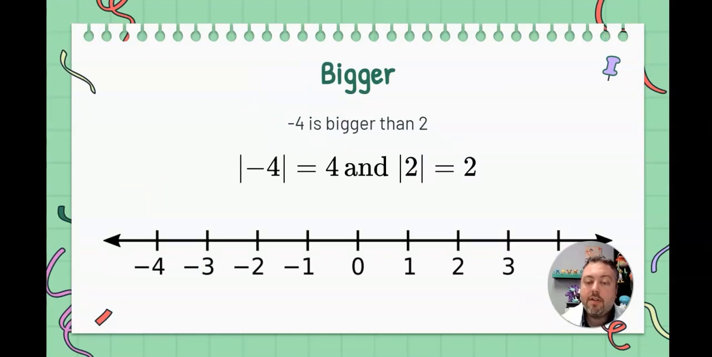-4 is bigger than 2. And that might seem a little weird for you. You may be saying, well, isn't -4 less than 2? Well, yes, it is less than 2. But -4 is still a bigger number than 2.